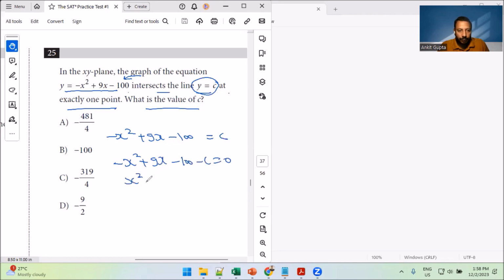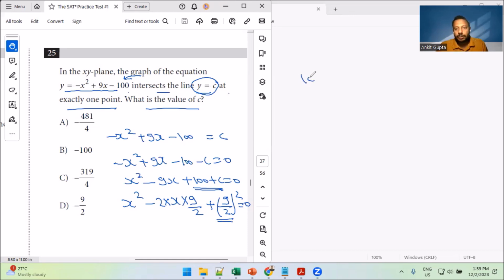Or if you multiply by minus 1 on both sides, x square minus 9x plus 100 plus c is equal to 0. Now this equation has only one solution. That means it has to be a perfect square. So let's write it in the form a square minus 2ab plus b square is equal to 0. So x square minus 2 into a into b. To get minus 9x, we need to have this value as 9 by 2. That means b square becomes 9 by 2 whole square. So this value of 100 plus c will be equal to 9 by 2 whole square, which is 81 by 4.